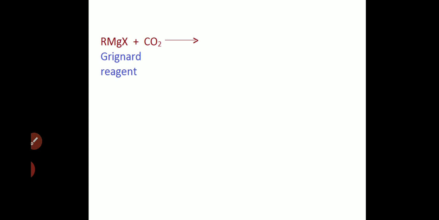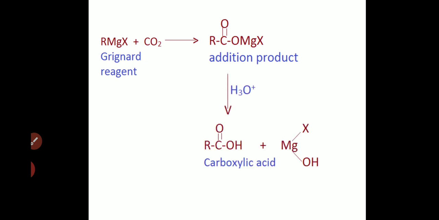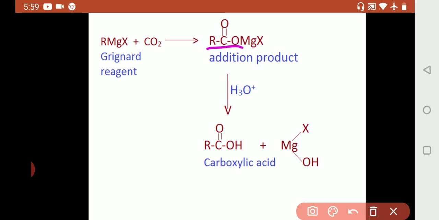Shall we see the 3 steps once again? RMgX on carbonation, that is reaction with carbon dioxide. Simply CO2 is embedded between R and MgX. This is an addition product. This on hydrolysis, H2O, RCOOH, that is hydrolysis H2O with H plus, or simply hydrolysis you may write H2O also. This part is converting into RCOOH, and MgX part is converting into MgXOH. So this is the way carboxylic acids are produced from Grignard reagents.